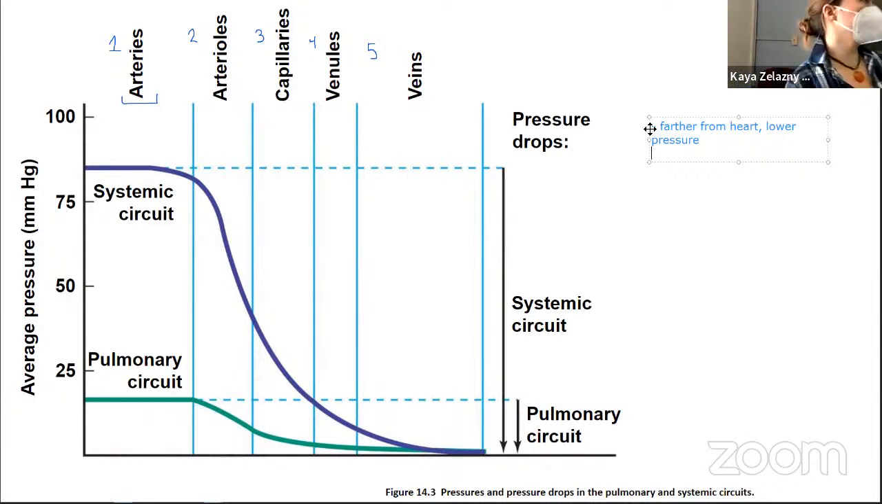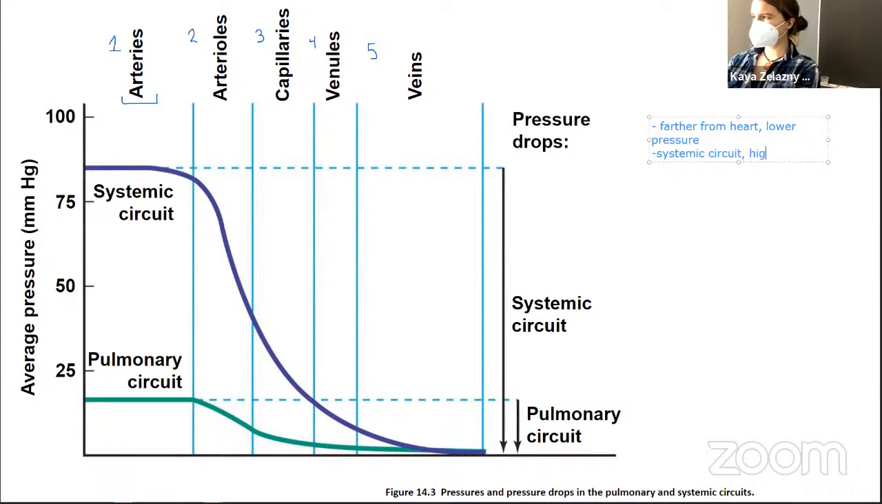How about a comparison between the systemic circuit and the pulmonary circuit? Yeah, and it drops faster. So our systemic circuit has high pressure and drops fast, which means we're going to have a big difference in pressure across that circuit, right? A big difference in pressure.